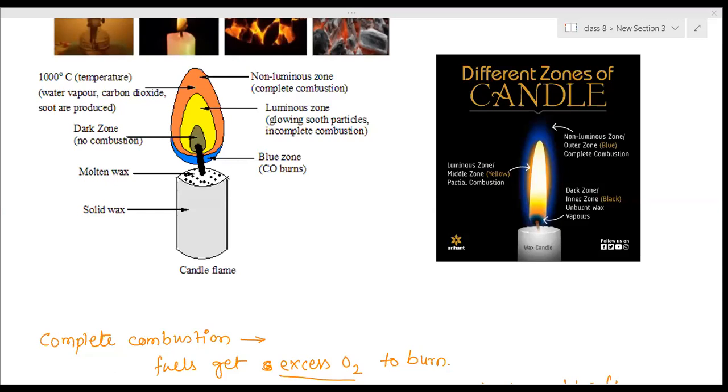And the inner zone is black in color due to incomplete combustion; unburnt vapors of fuel and carbon are left in that area. So the color is black and it is the least hot part, a very less warm area. Clear? And the last one is the blue zone, where the unburned carbon monoxide keeps burning, producing the blue color in the lowermost part. Clear?